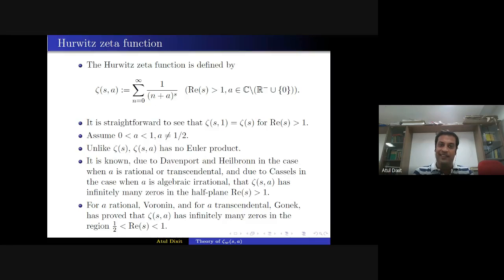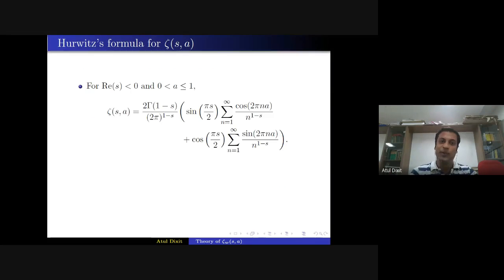There is this beautiful formula due to Hurwitz. For real s less than 0, zeta of s comma a can be expressed in terms of what one could call cosine and sine Dirichlet series. Here I'm assuming a between 0 and 1, and a can take the value 1. But if a is not allowed to take value 1, then I can extend this formula up to real s less than 1 instead of real s less than 0.